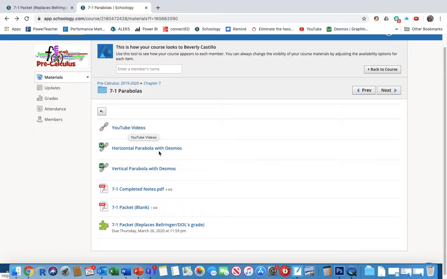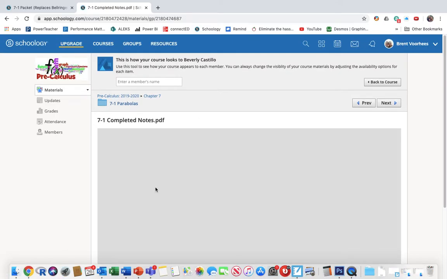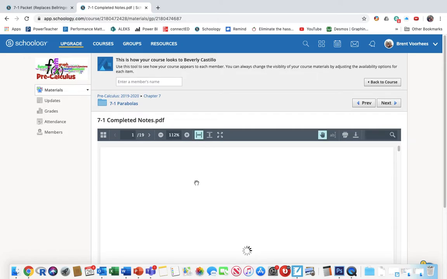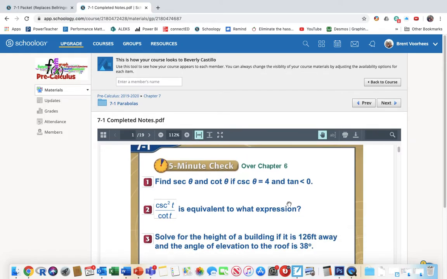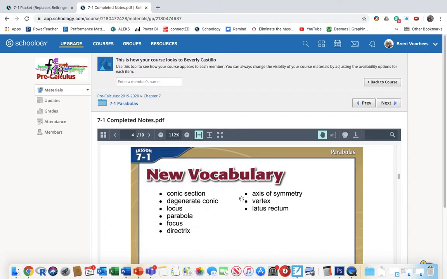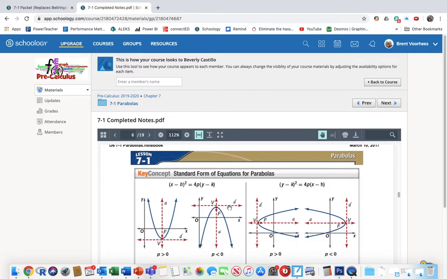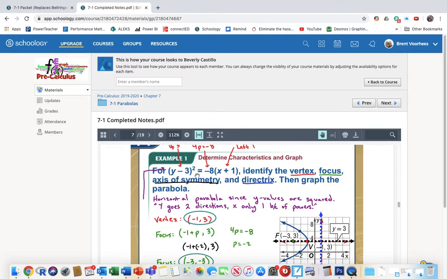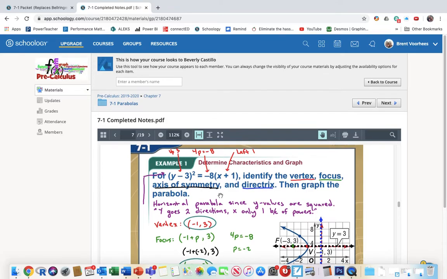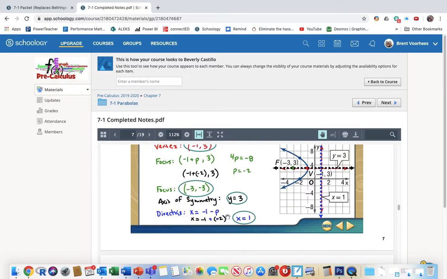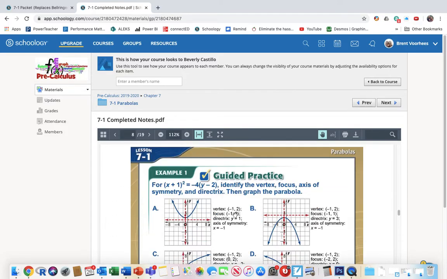Watch the example, use your Desmos, and get the correct answer for each guided practice. When I'm talking about guided practice, let me click on this packet here. Actually, I'm going to do it through this completed notes. You're going to watch the videos. Let's say I'm watching the first video, which would be example 1. It'll walk you through this, and as I'm writing on the video, you'll see all this stuff come up, and I write through how to teach this problem. And then comes the guided practice right here.